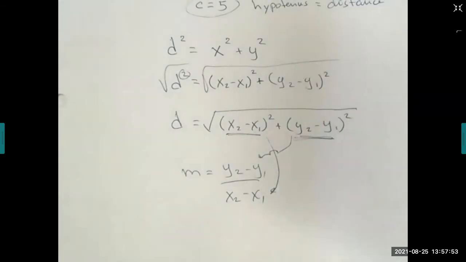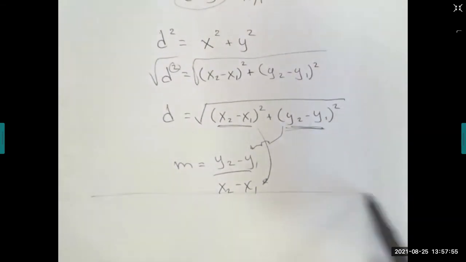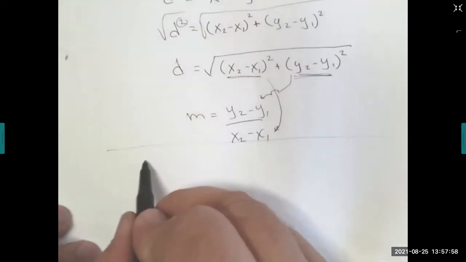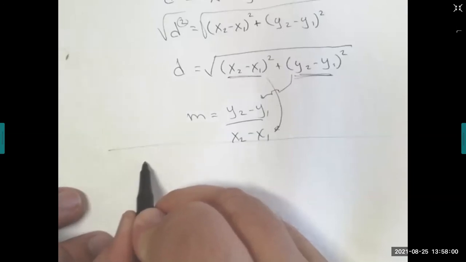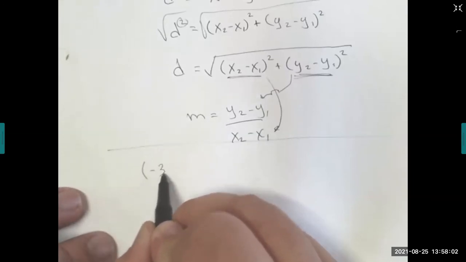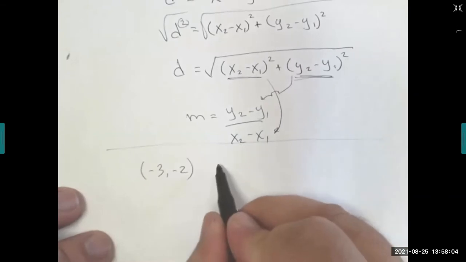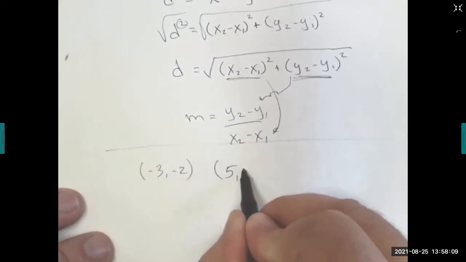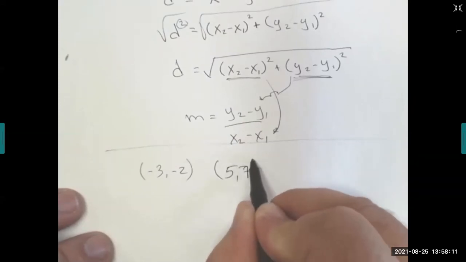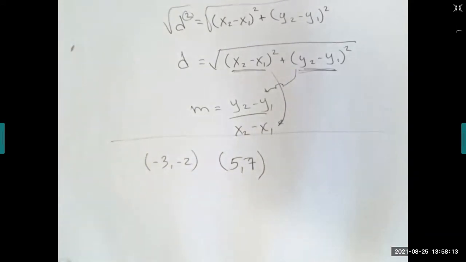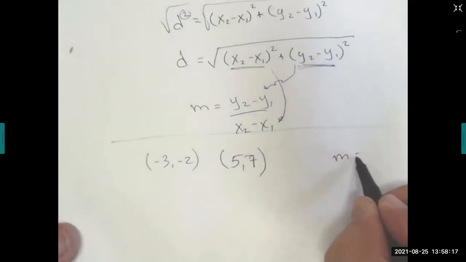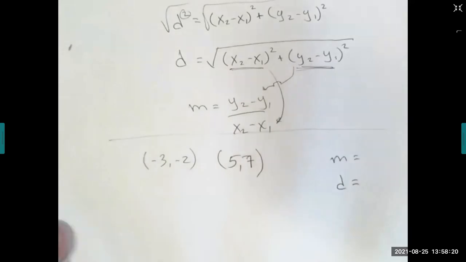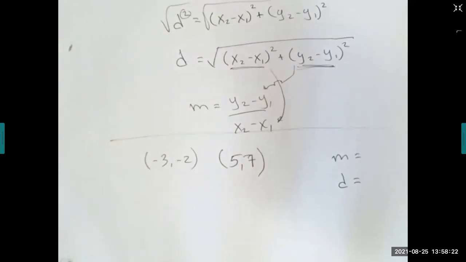All right. So here you have 2 points. I'm gonna give you 2 points: (-3, -2) and (5, 7). Find me these 2 pieces of information: the slope and the distance between the 2 points.